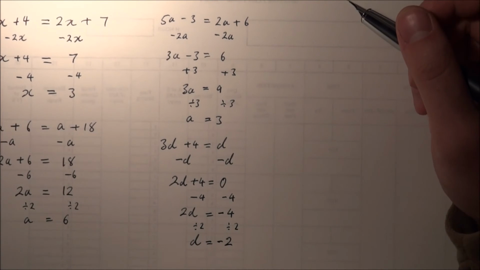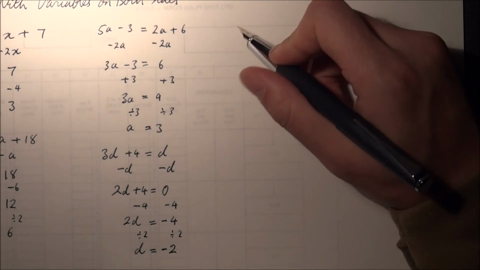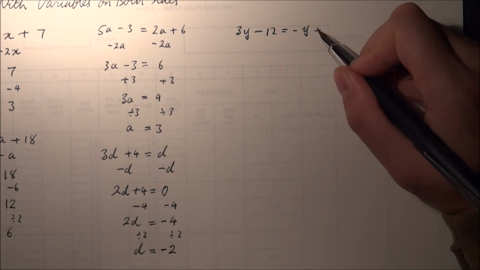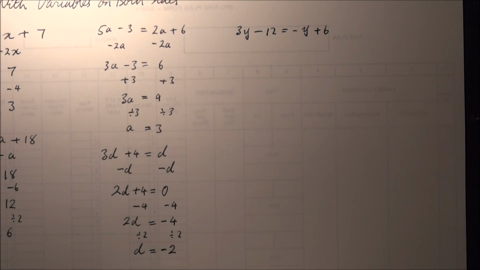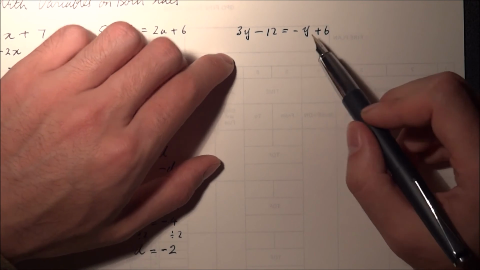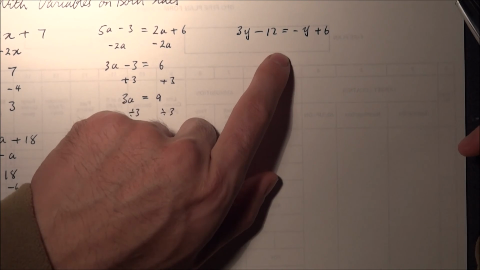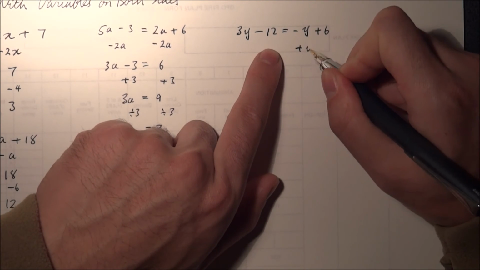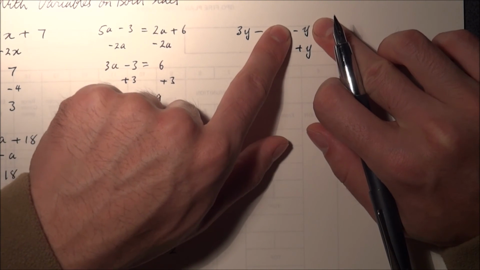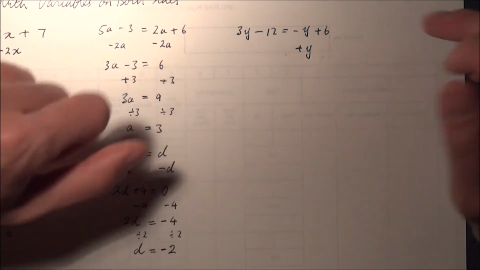And finally, let's have a look at one with negative numbers. 3y - 12 = -y + 6. So in this case, once again, we want to make sure y is on one side only. So we have to get rid of this negative y. Of course, we get rid of a negative y by adding y to it. You can still look at this as a subtraction. Subtracting y, the inverse operation, the one that reverts it, is plus y.